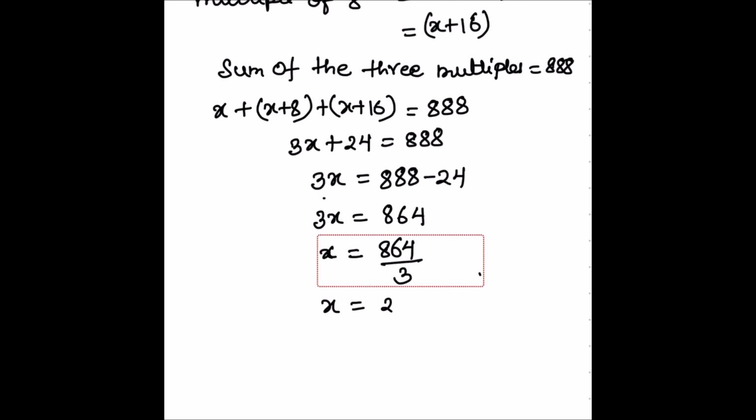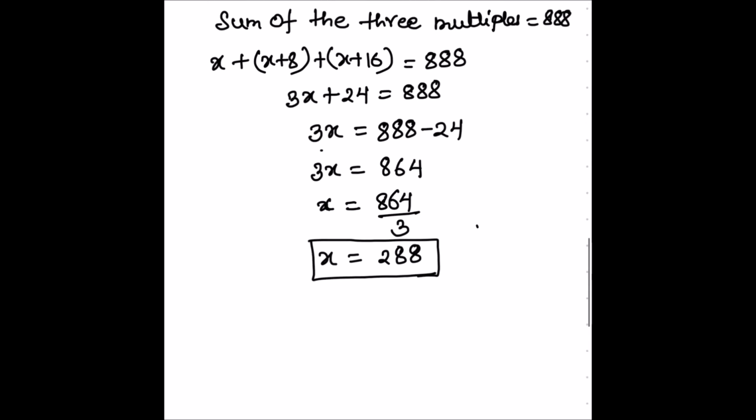3 times 2 is 6. 2 is remainder. This becomes 26. 3 times 8 is 24. 2 is remainder and this is 24. 3 times 8 is 24. So x comes out to be 288. This is our first multiple. We got the value of x. We can find the other multiples too.